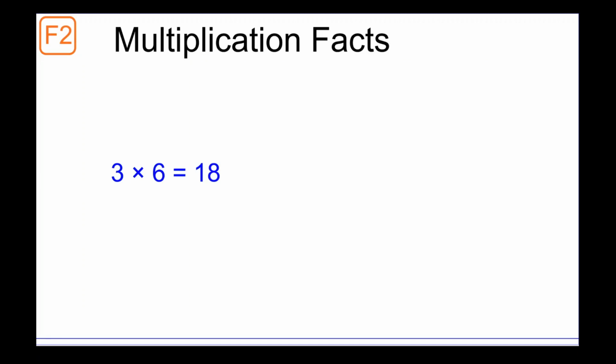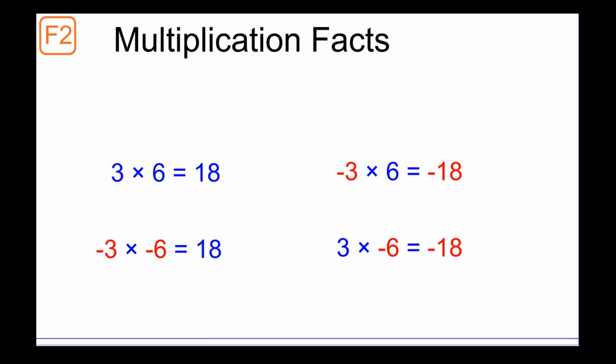Let's take 3 times 6 equals 18. We saw in the last video that if you flip the sign of the 3, or you flip the sign of the 6, you flip the sign of the output. So a negative times a positive gives a negative, or a positive times a negative gives a negative. We also saw that if we flip the sign of both the 3 and the 6 here, if we make them both negative, we get a positive answer.